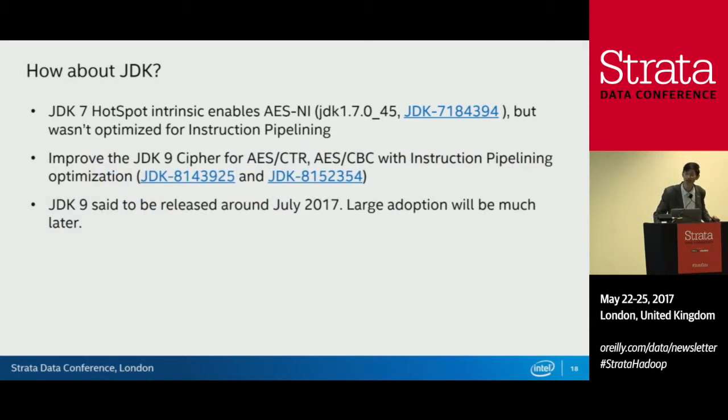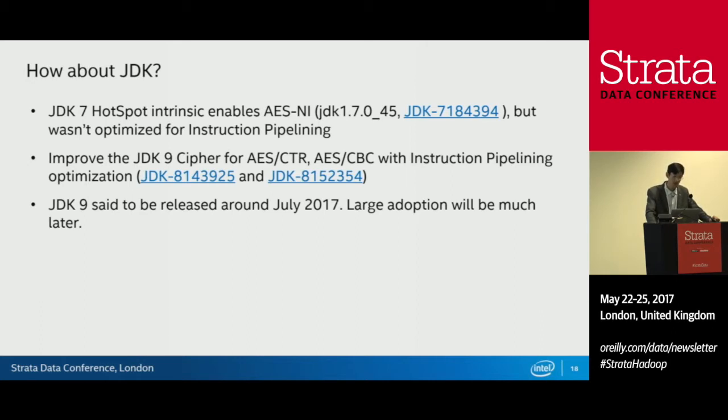Okay, how about JDK? We may wonder whether we can simply use JDK to achieve this performance, and we do see some support in JDK. For JDK 7, the HotSpot intrinsic is using AES, but it doesn't optimize for instruction pipelining. Which means that JDK 7 is still 4 or 5 times slower than the most optimized implementation.